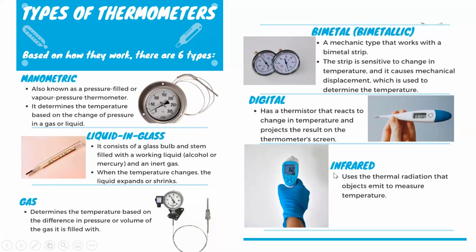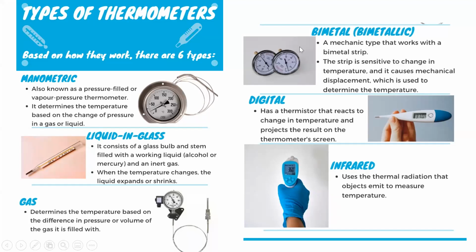See, infrared thermometers use thermal radiation that objects emit to measure temperature. So our body emits infrared radiation, and the amount of infrared radiation emitted depends upon the temperature of our body. So even without touching us, we can use these infrared thermometers to measure the temperature.